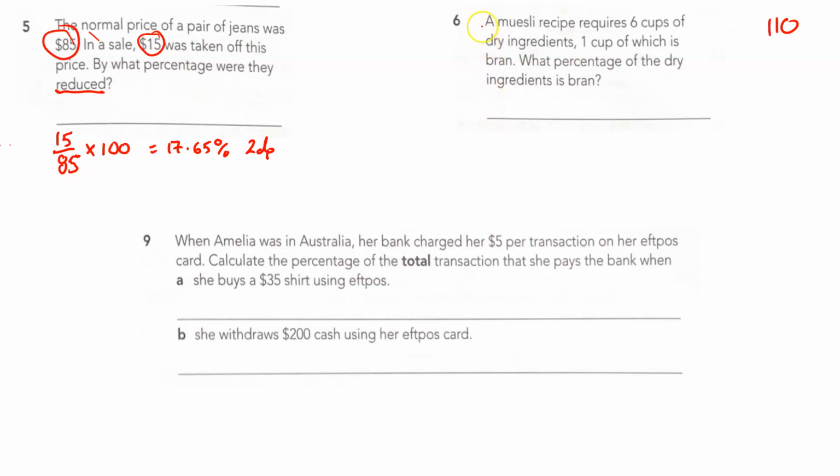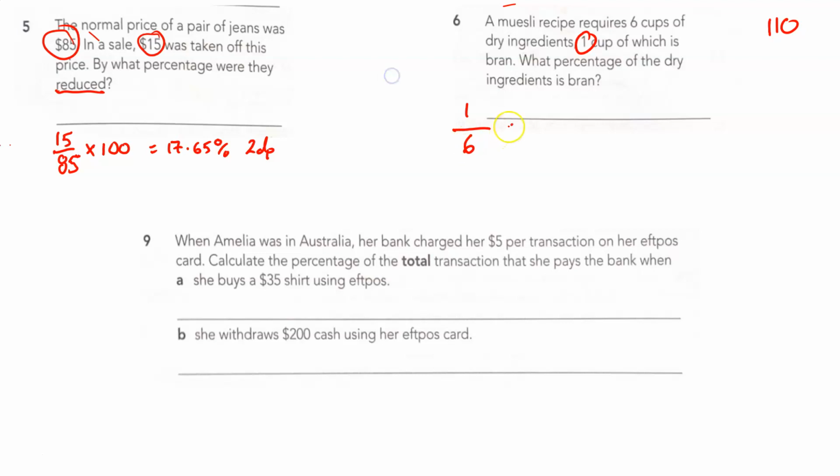So the next one: a muesli recipe requires 6 cups of dry ingredients, 1 cup of bran. What percentage of the dry ingredients is the bran? So this one's a little bit complicated in the fact that you've got to work out how much dry ingredients there is, which includes the bran. So it may be a mistake to think that the dry ingredients has to be added to the one. So find the fraction. So it's 1 out of the total dry ingredients, which is 6.